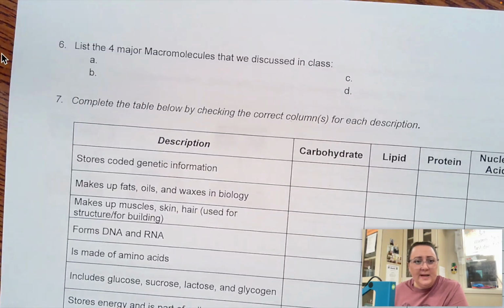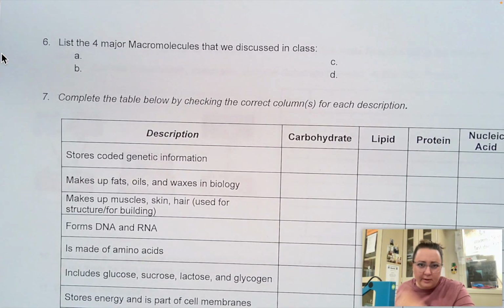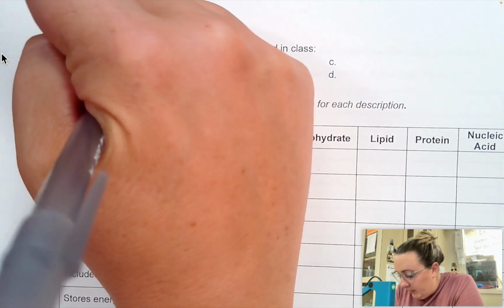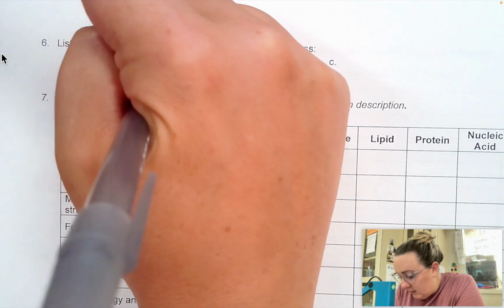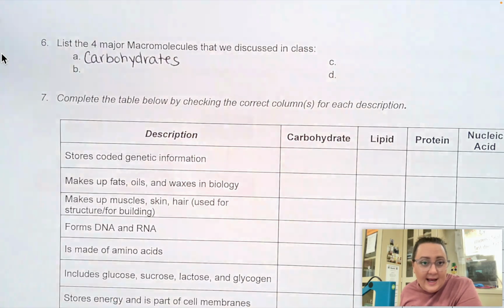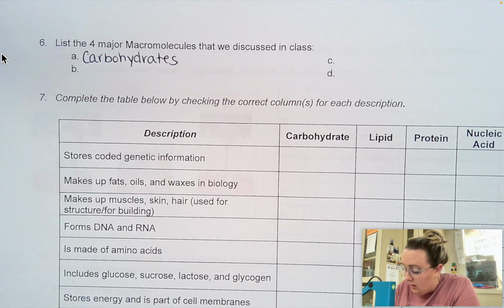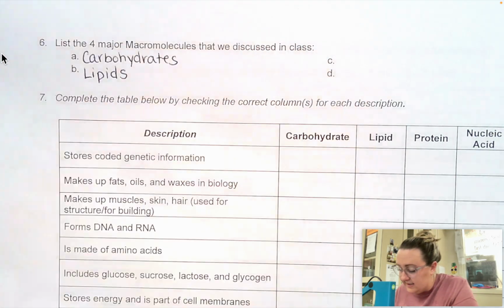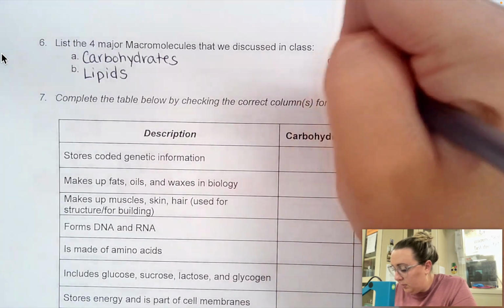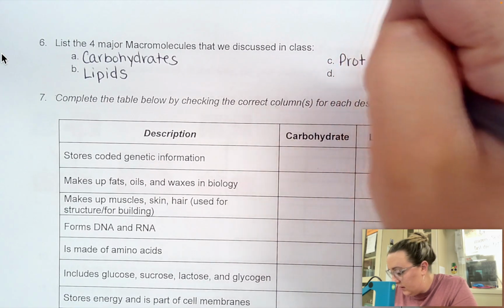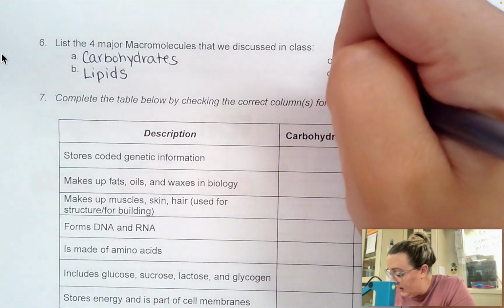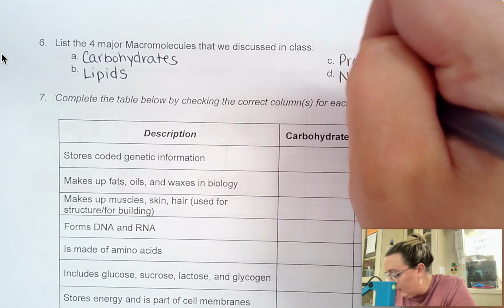All right, here we are on page 2. List the 4 major macromolecules that we discussed in class. Carbohydrates. If we're talking about food, we're talking about bread and sugars. We have lipids. Those are our oils and fats. We discussed proteins. That would be like meat. And then nucleic acids.